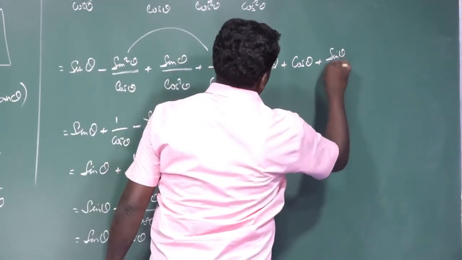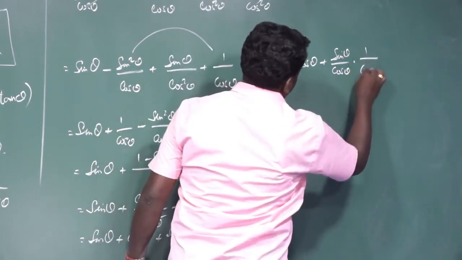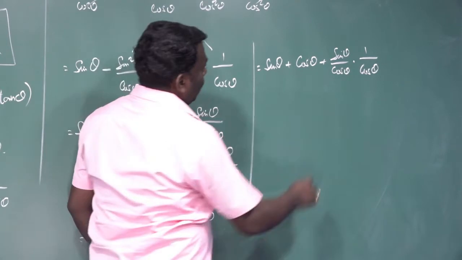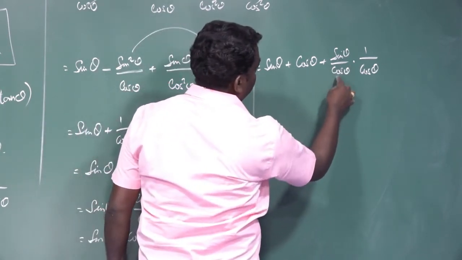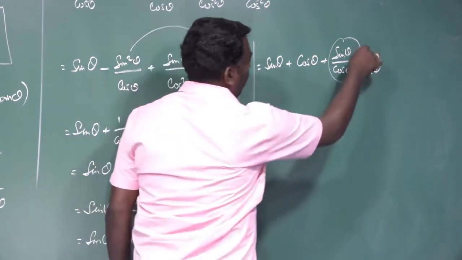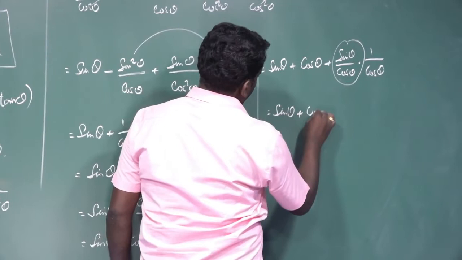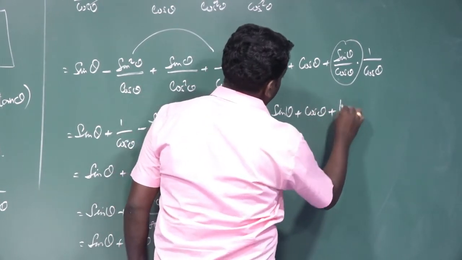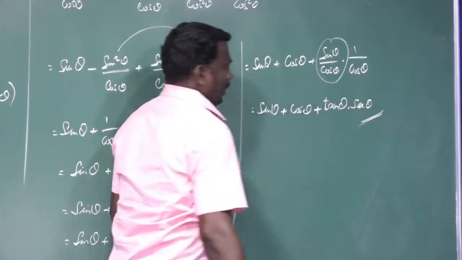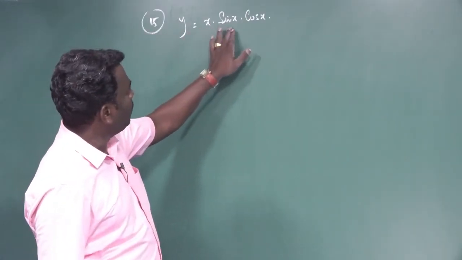sin theta by cos theta into 1 by cos theta. So we have 1 by cos square theta. That cos square you can write as sin by cos into 1 by cos. Now we know that sin by cos equals tan, and 1 by cos equals secant, so that is equal to sin theta plus cos theta plus tan theta into secant theta. This is the book answer.